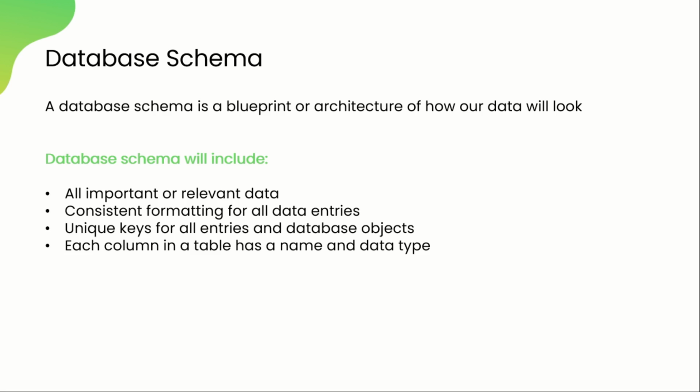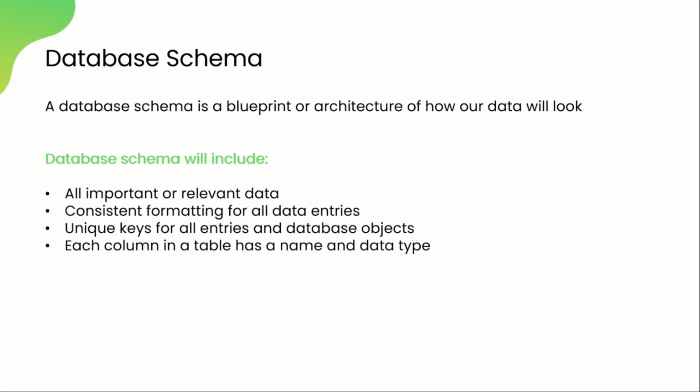Consistent formatting for all data entries. That is, all the data will be formatted to particular data types. You can't assign a string type to a phone number because a phone number is a number type. Unique keys for all entries and data objects. There are different kinds of keys which we will be studying in future. These keys help in applying different constraints to our table.